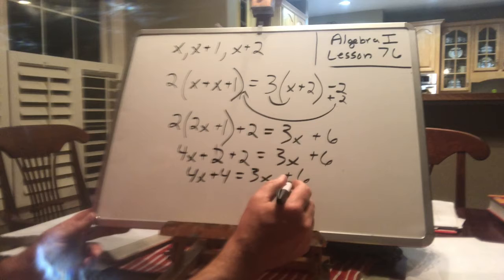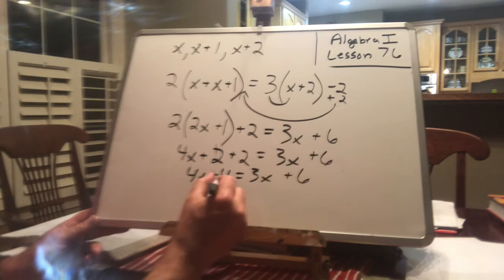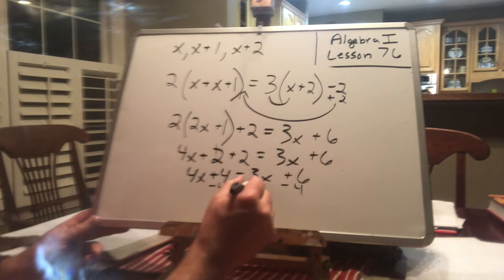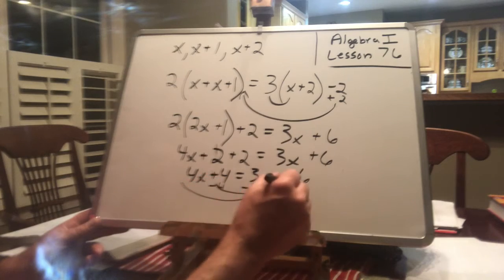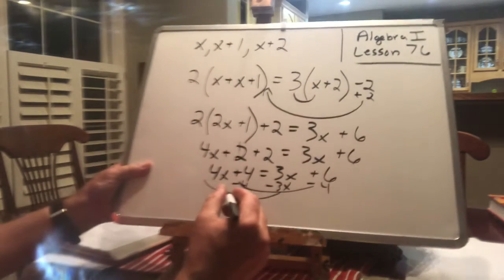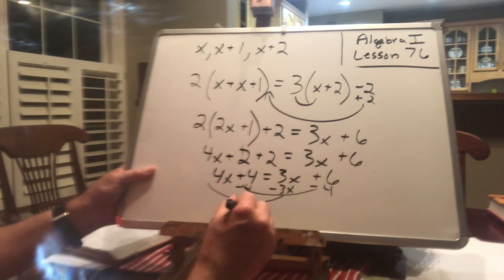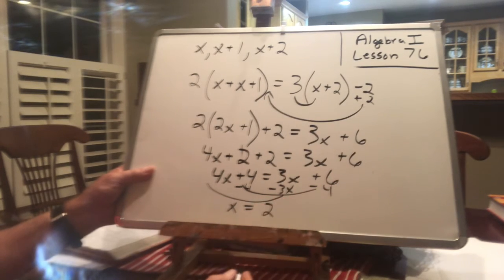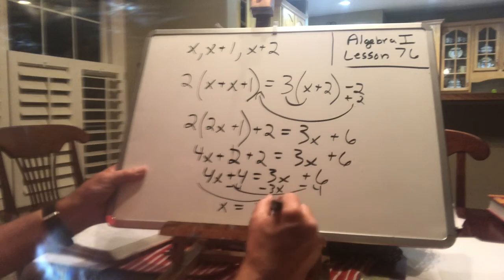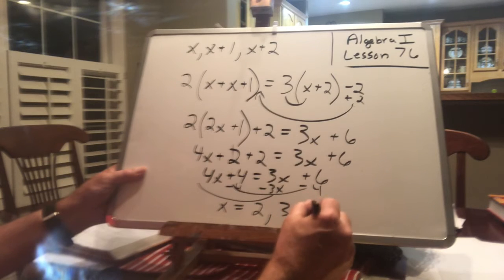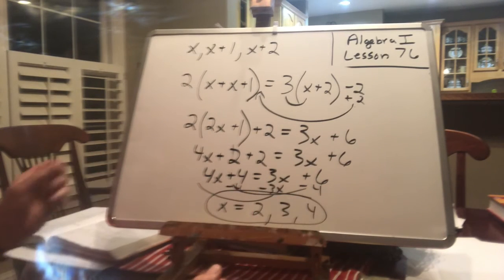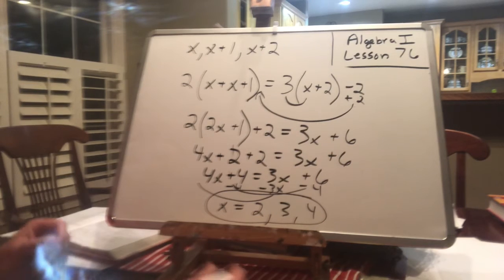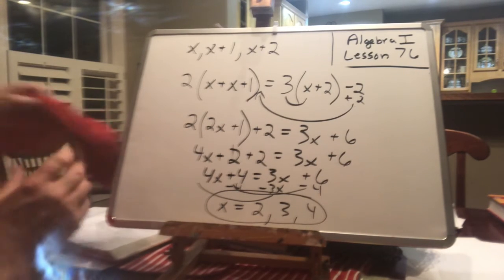Now I'm going to subtract 4 and subtract 4, and then I'm going to subtract 3x and move that over to there. And what I'm left with is, if I minus 3x, I'm left with x equals 6 minus 4 is 2. So my x equals 2. My next integer, x plus 1 equals 3. X plus 2 equals 4. And those are my 3 consecutive integers. That was the second example.